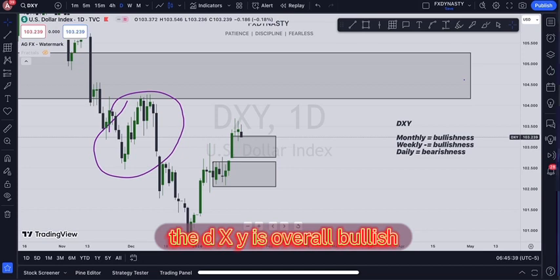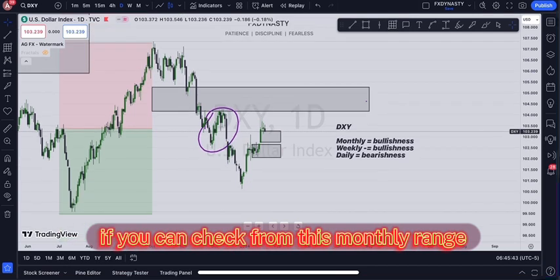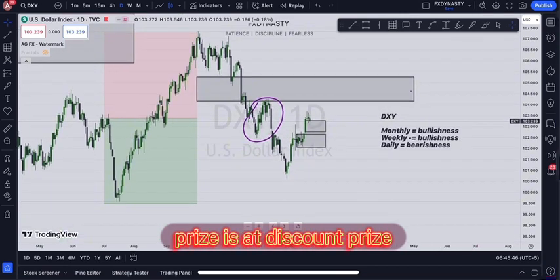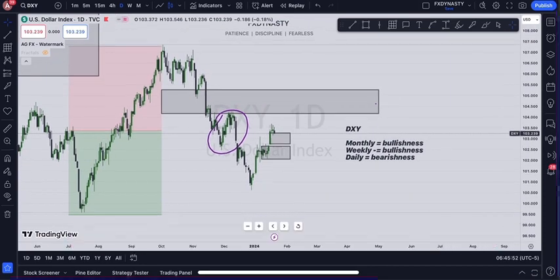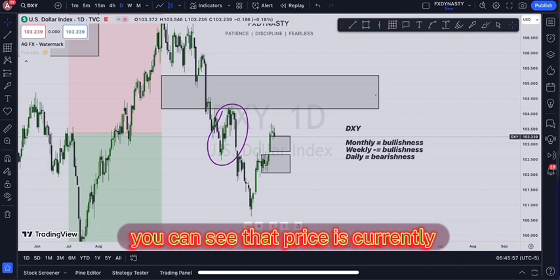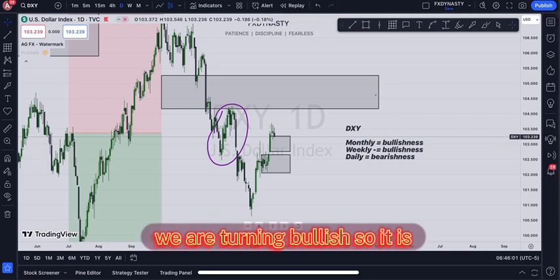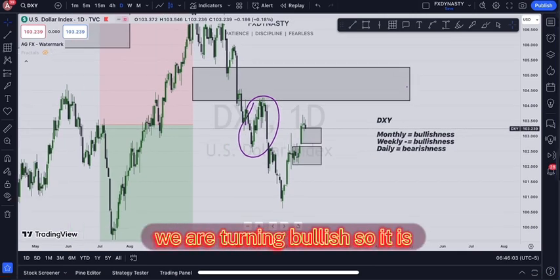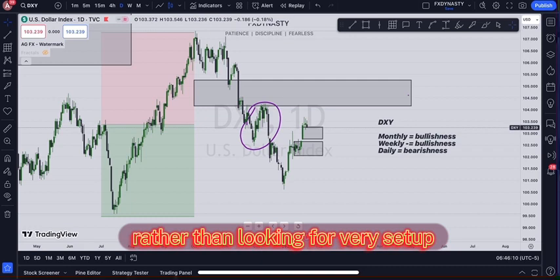The DXY is overall bullish. I'm expecting bullish prices because if you check from this monthly range, price is at discount price, and we can see that we are reacting from bullish order flow. You can see that price is currently going bullish. We are turning bullish, so it is going to be profitable if you look for bullish setups rather than looking for bearish setups.